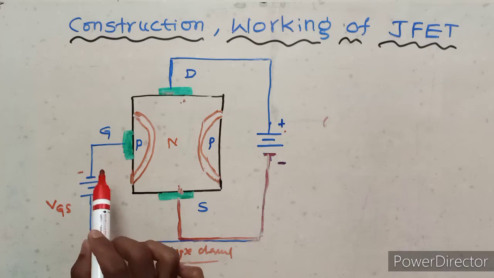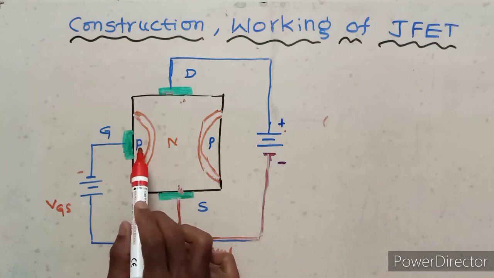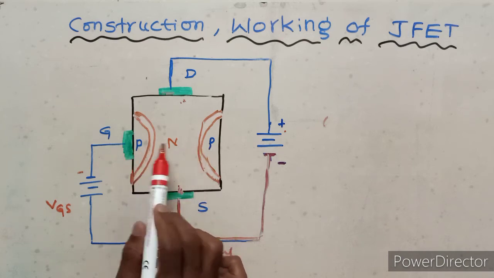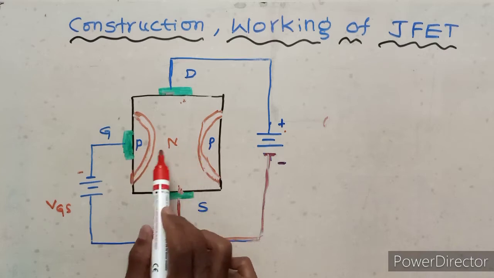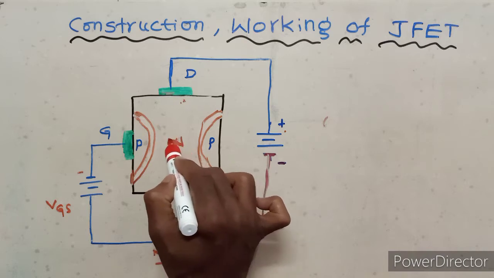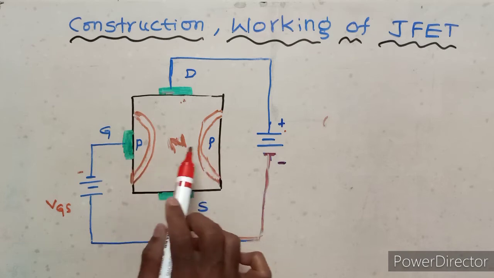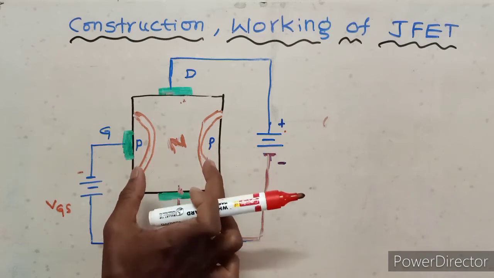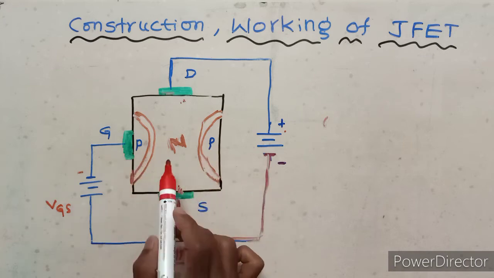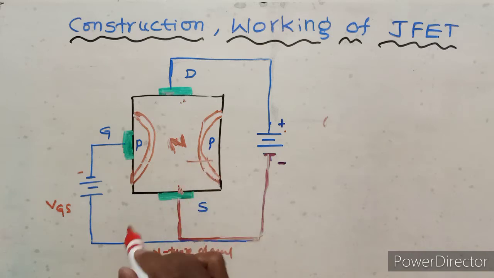Next, the gate. Heavily doped p-type silicon is diffused on both sides of the n-type. This is the n-type silicon semiconductor, and on both sides the p-type silicon is connected. So here two p-n junctions are produced. This is the p-n junction, and this is the p-n junction. This is the n-type channel.